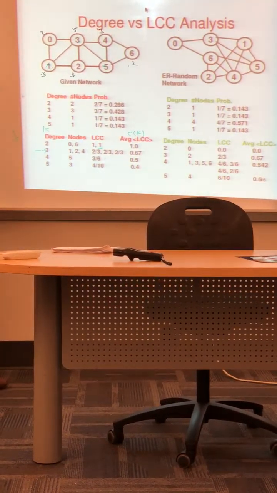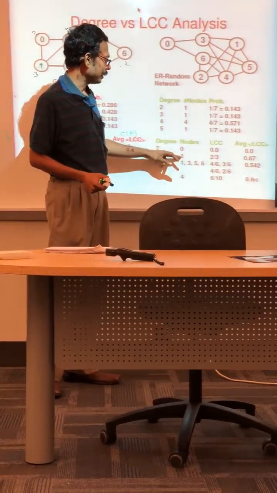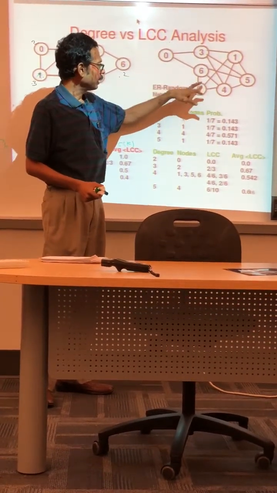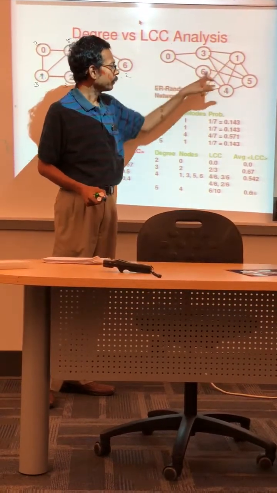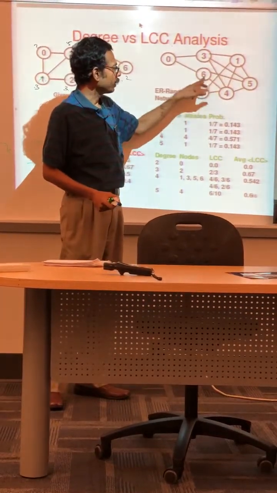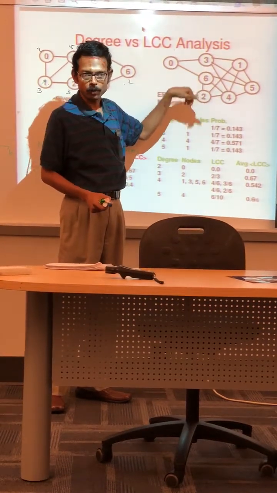Okay? Then node 2 has 3 neighbors, so 1, 6 and 4 are 3 neighbors. 1 and 4 are connected, 4 and 6 are connected, but 1 and 6 don't have an edge. So it's going to be 2 over 3.